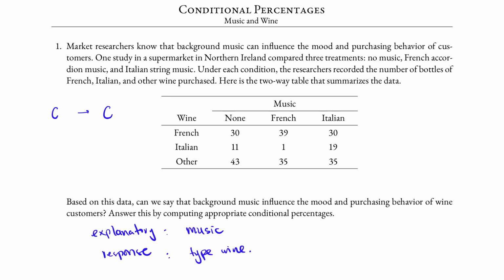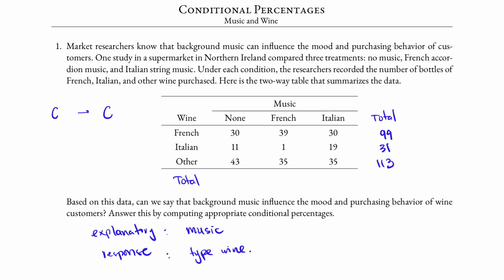When we are given a two-way table, the first thing we need to do is to compute the row total and the column total if these are not given already. In the first row with numbers, 30 plus 39 plus 30 is 99. In the second row, 11 plus 1 plus 19 is 31. And the third row, 43 plus 35 plus 35 is 113.